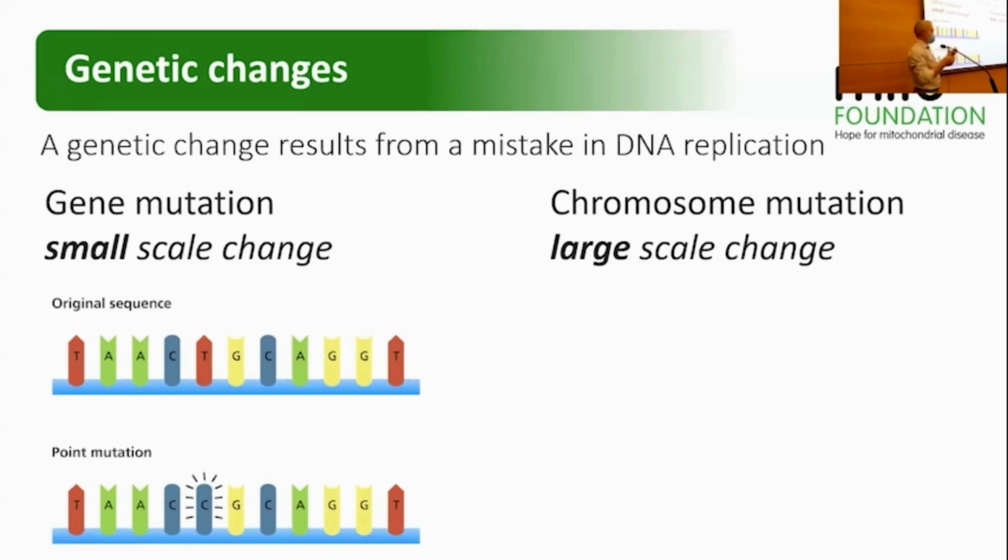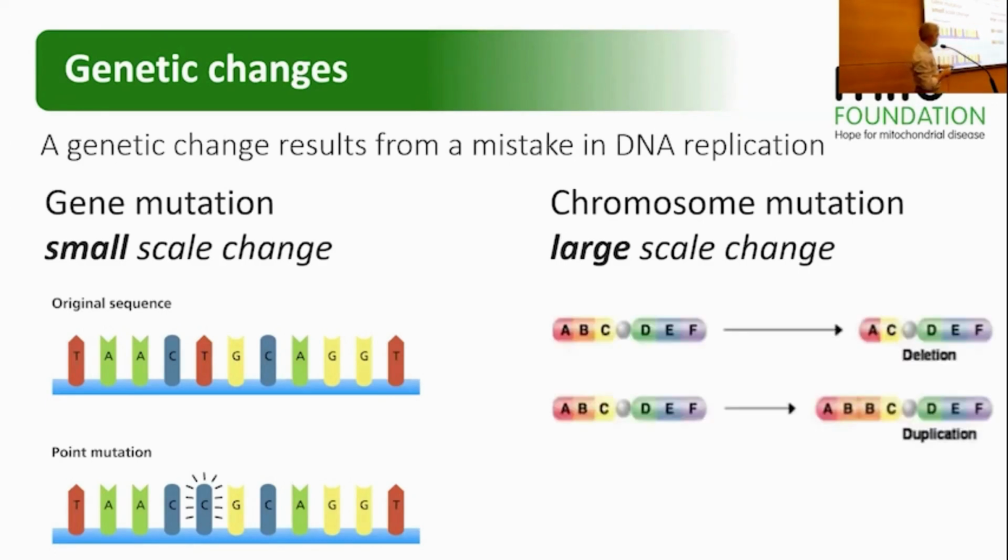But you can also have much larger changes affecting tens, hundreds, even many thousands of the letters. Here's a nuclear gene chromosome, and there are 6 regions, A, B, C, D, E, and F. In this case, one of the Ds has gone. It's been deleted, so that's a deletion of a substantial chunk of the DNA. You can also have the inverse. Instead of A, B, C, D, E, F, now A, B, B, C, D, E, F.